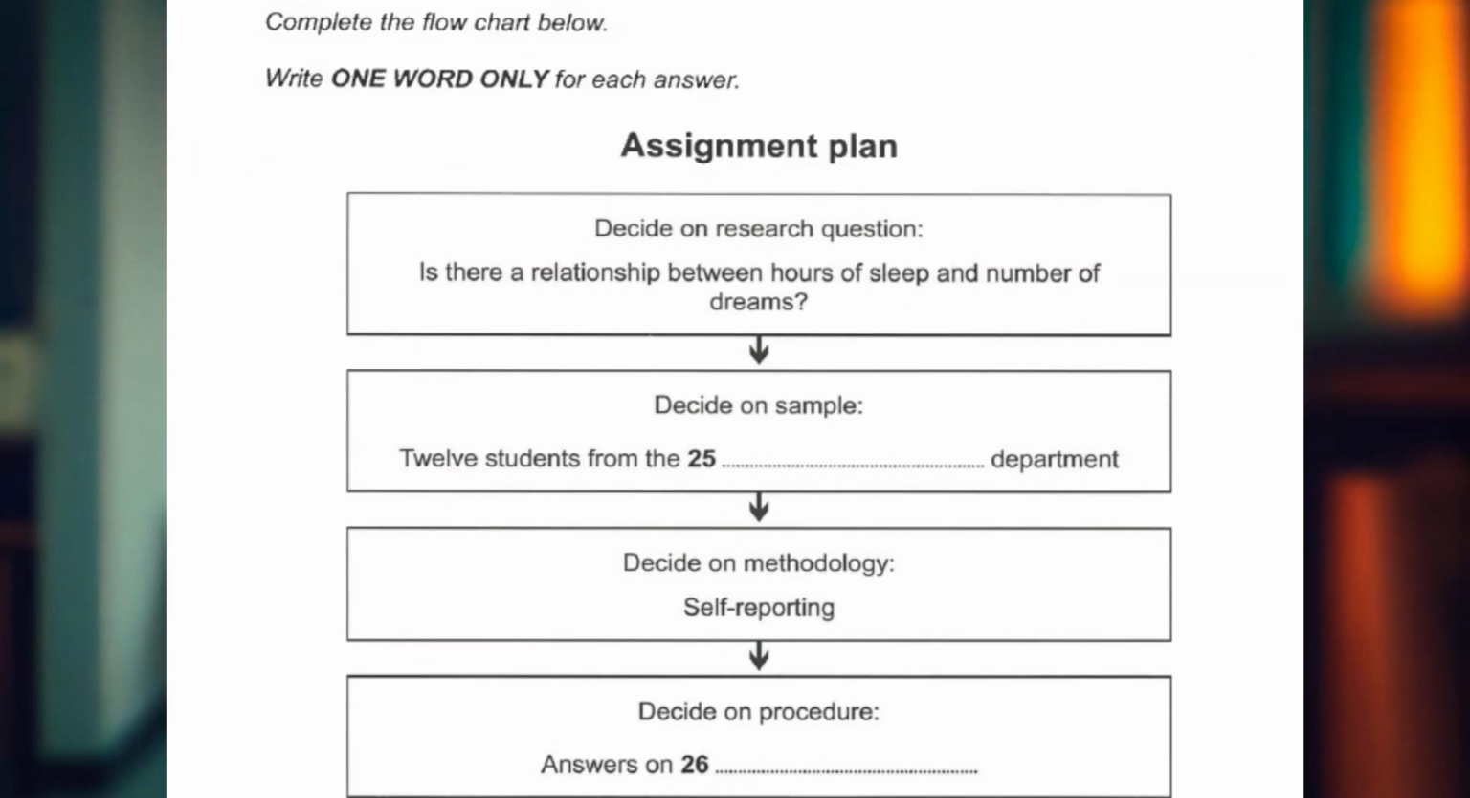Looking at this example, we can clearly see that information is given in points instead of paragraphs. Each point explains a step in the assignment plan, and the steps are in chronological order. Reading instructions here is also of paramount importance. In this, we have to write one word only.